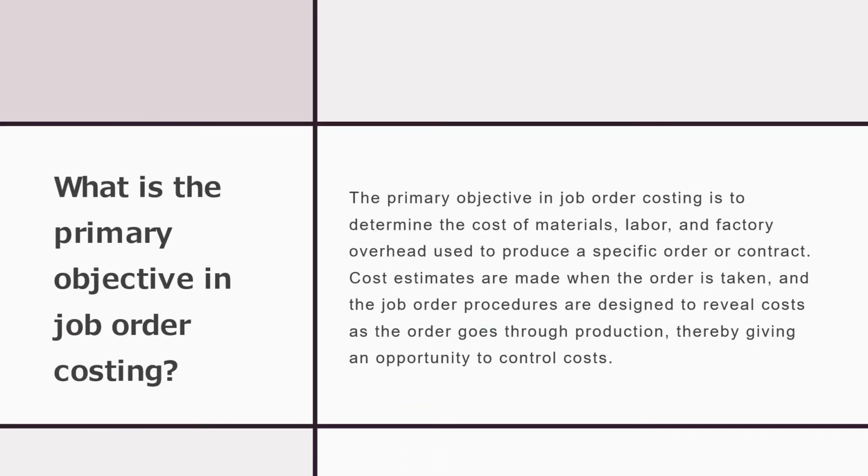Okay. So what is the primary objective in job order costing? So the primary objective in job order costing is to determine the cost of materials, labor, and factory overhead used to produce a specific order or contract. Cost estimates are made when the order is taken, and the job order procedures are designed to reveal costs as the order goes through production, thereby giving an opportunity to control costs.